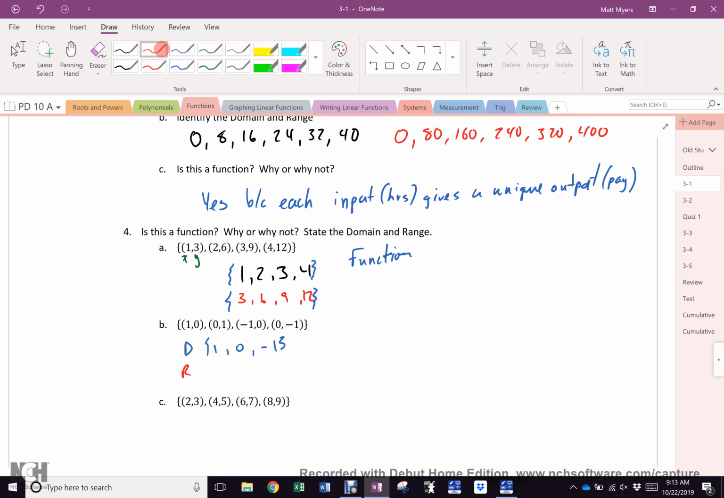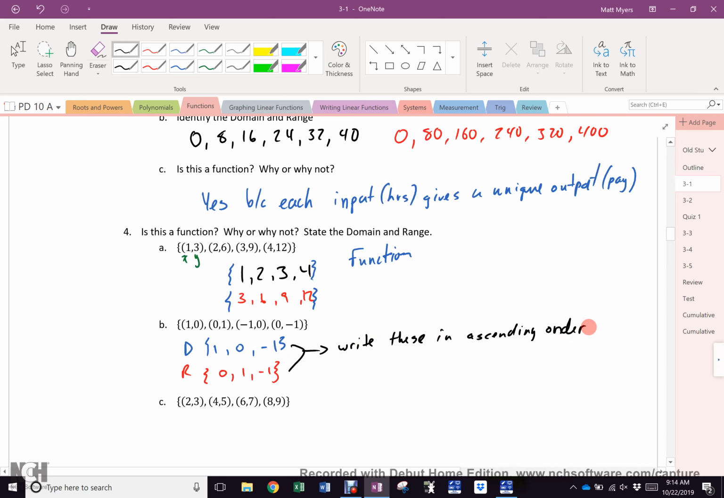Now, what is the range? 0, 1, 0. You don't write the negative twice. Now, there's a couple of rules here. Write these in ascending order. What does that mean?